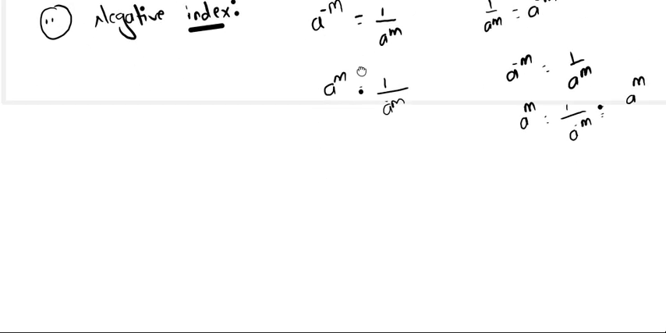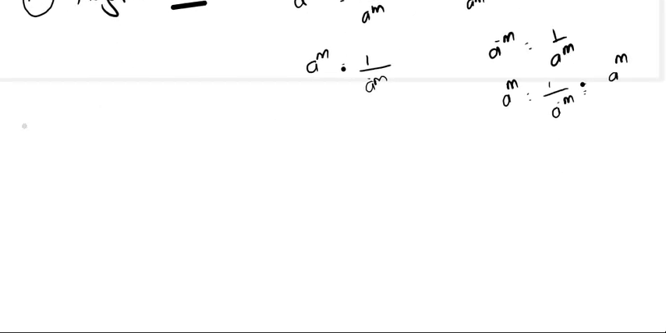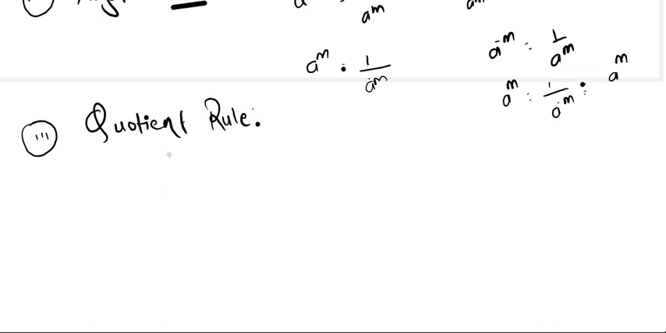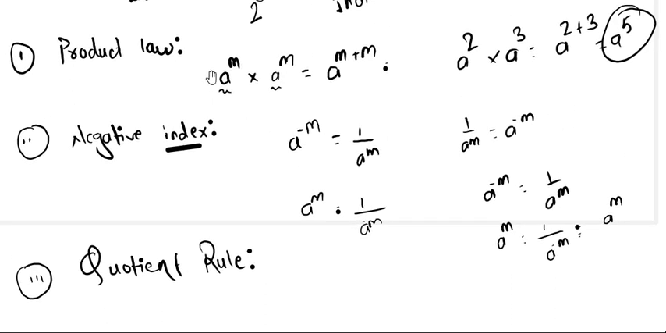Now let's move to quotient rule number 3. Quotient rule deals with division, as we have seen above. In the product law, the base was same and they were in multiplication, then the powers got added, right?